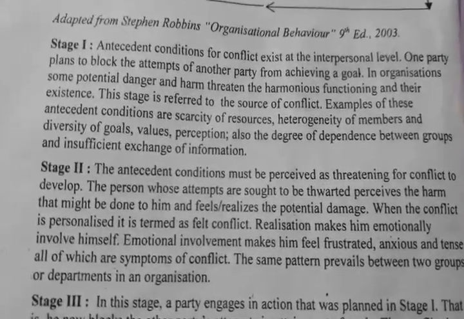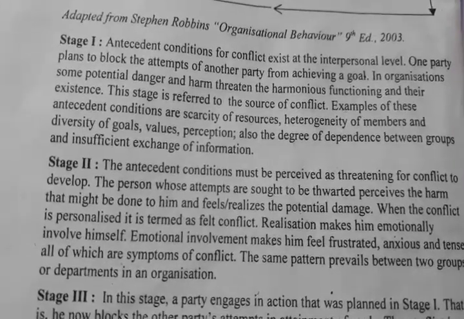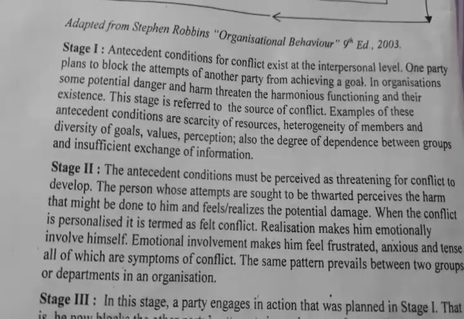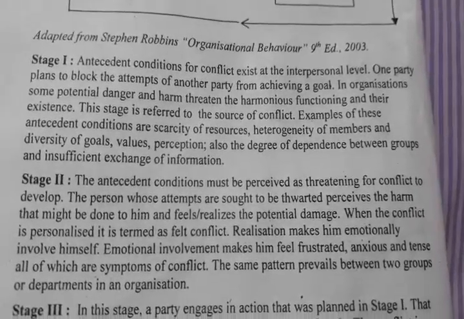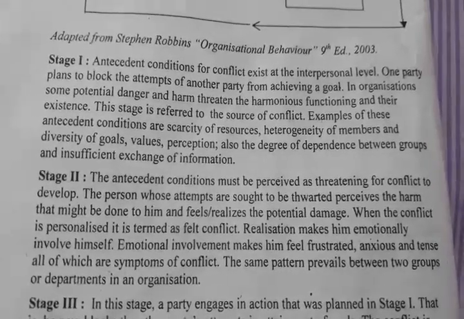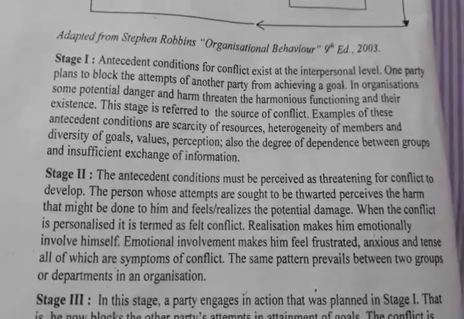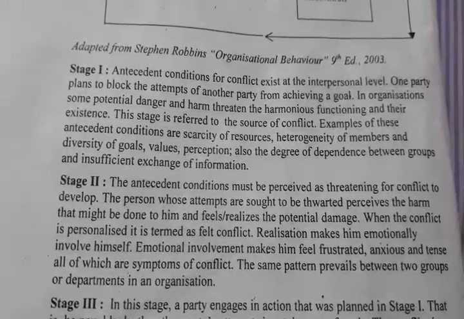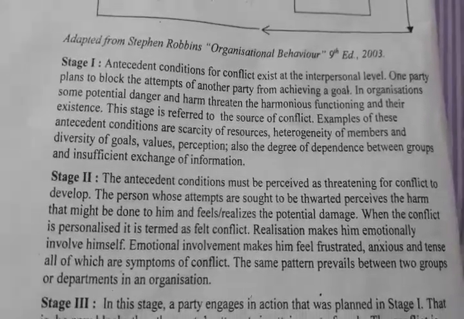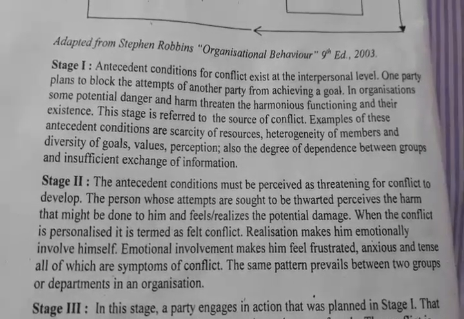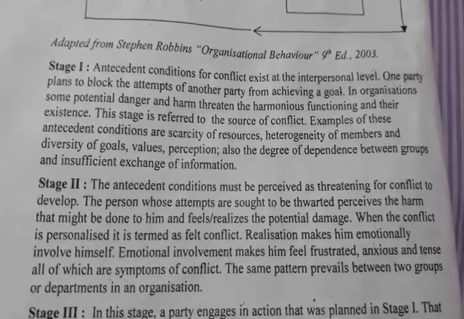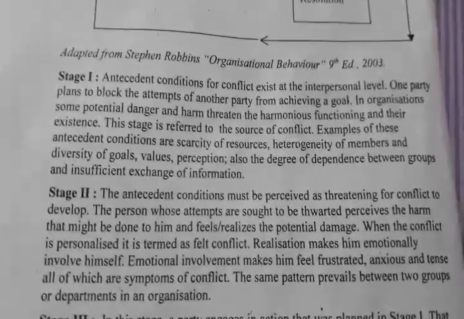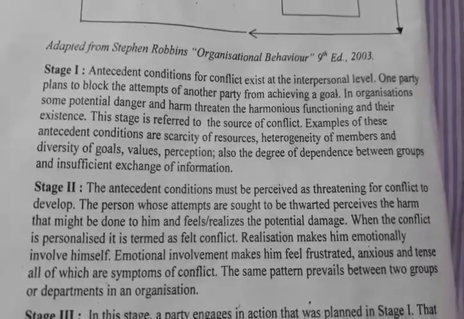When emotion is involved, that is known as the felt conflict. Now realization makes him emotionally involve himself. वो सोचता है नहीं यार मैं इसके लिए नहीं बना हूँ, क्यों ऐसा हुआ, वैसे सब. So all these criteria will be involved in that. Emotional involvement makes him feel frustrated, anxious and tense, all of which are symptoms of conflict. ये सभी emotional involvement होते हैं.